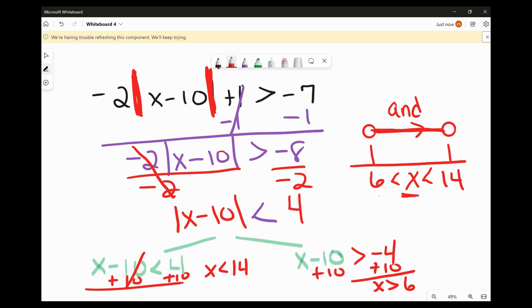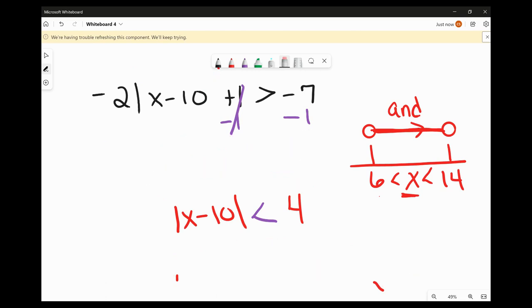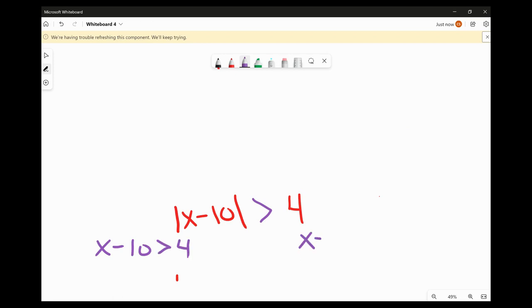Now you need to get the absolute value signs by themselves to do that. If, when you were solving this, let's say it looked differently when you got to here. Okay, we're going to just get rid of this for a minute. And let's say that this is a greater than sign. If that's a greater than sign, you're going to do the same thing. You do x minus 10 is greater than 4. And on the other side, you do x minus 10 is less than -4. So remember that we're changing the sign of this number, and we're also flipping the inequality sign.